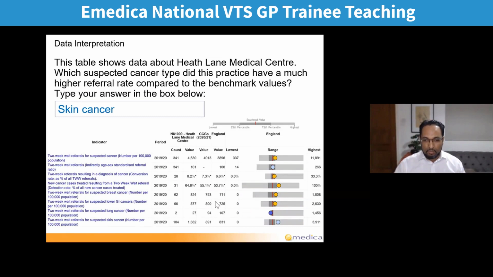Okay, so things that you want to look at is understanding that this is the actual number, this is the rate, this is the rate in the locality, CCG rate, this is the rate in England, average for all of England, basically. Okay, and then this is the lowest value and the highest value.